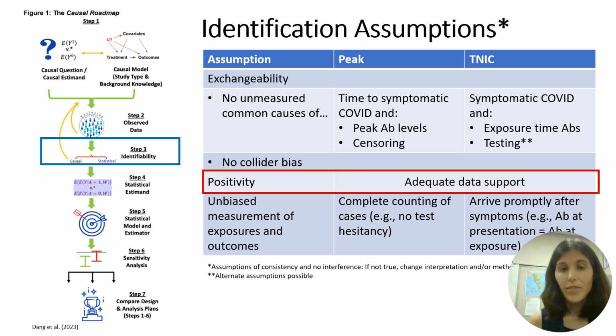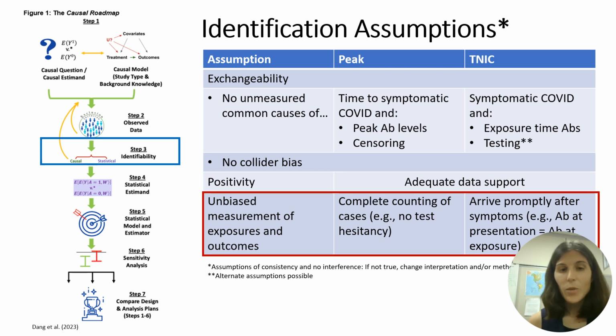Next, we need the positivity assumption, so we need adequate support in our data to estimate the probability of our outcome given different antibody levels and different levels of our adjustment variables. Finally, we need unbiased measurement of exposures and outcomes. So there are different concerns here for the peak design and the test negative design that I'll discuss going forward.